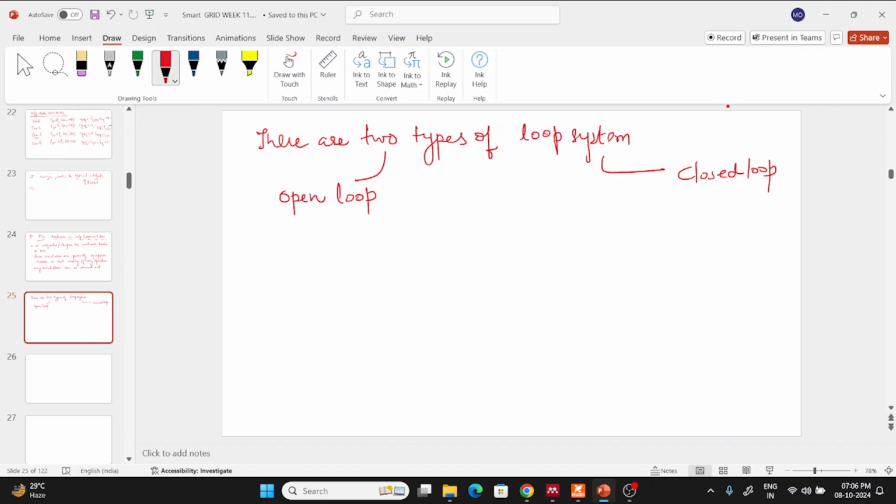Now what happens in closed loop? We already know feedback is given to the real-time simulator. But in open loop, there is no feedback.